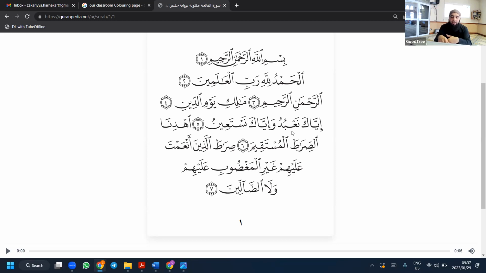Okay, ihdina is fine, because that's an amr. But mustaqim, it's not a verb, but it comes from one of the scales. It's derived from one of the scales. Which one do you think it comes from? Which one has the extra seen and ta before? 10, that was 10 as well.